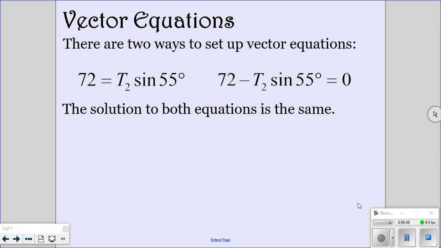All right, so there are two ways that you can set up your vector equations. You can either say 72 equals T2 sine of 55 or 72 minus T2 sine of 55 equals 0. The solution to both is going to be the same, but you can set them up either way. It doesn't matter to me.